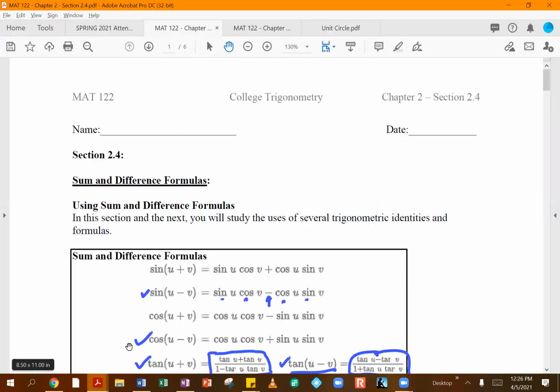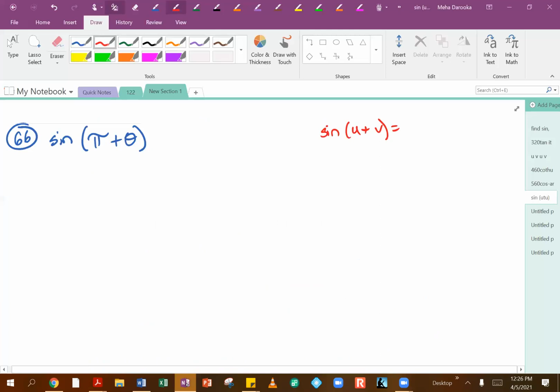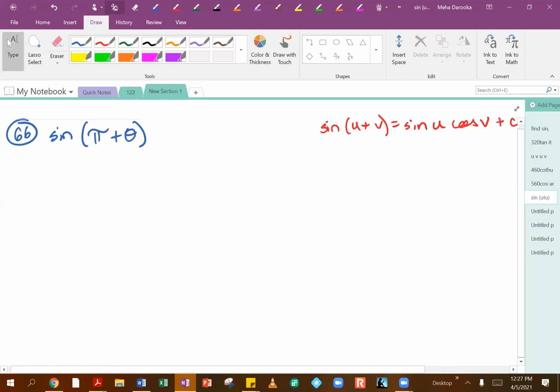So again, if you go back to the formula, sine of u plus v, which is this first one, you can see it's sine of u, cosine of v, plus, and then we switch them. So cosine of u, sine of v. So this guy will be sine of u, cosine of v, plus cosine of u, sine of v. And of course, you can see the angle pi is definitely part of our known angles on the unit circle. So we will be able to simplify that one.